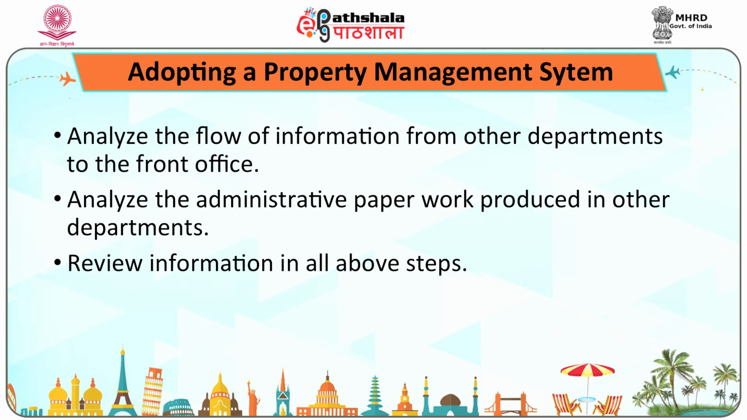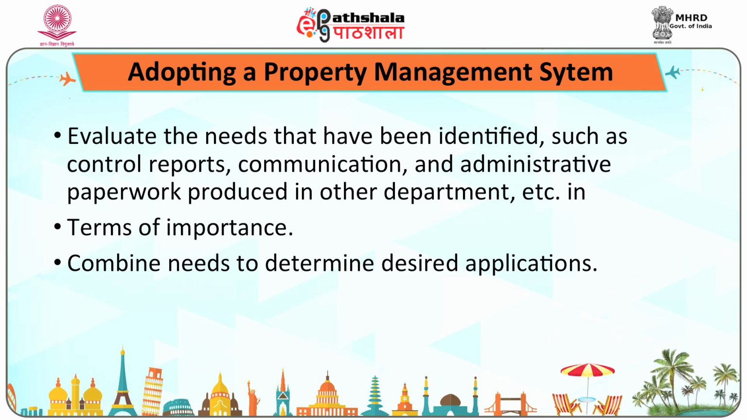Step 3, analyze the flow of information from other departments to the front office. Step 4, analyze the administrative paperwork produced in other departments. Step 6, review information in steps B, C and D. Step 7, evaluate the needs that have been identified, such as control reports, communication and administrative paperwork produced in other departments and so on, in terms of importance. Next step, combine the needs to determine the desired application.